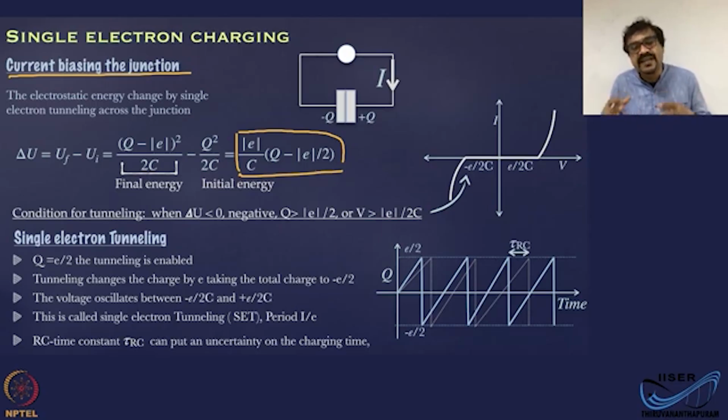Now, the tunneling is enabled only when the total delta U is negative, or there is an energy gain.